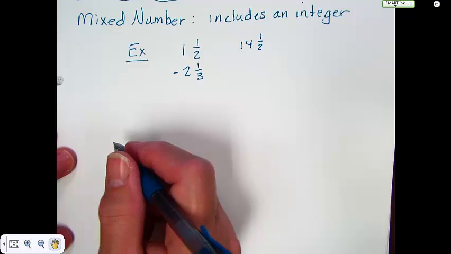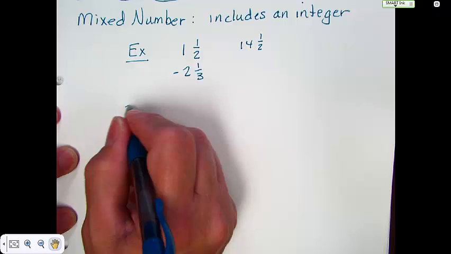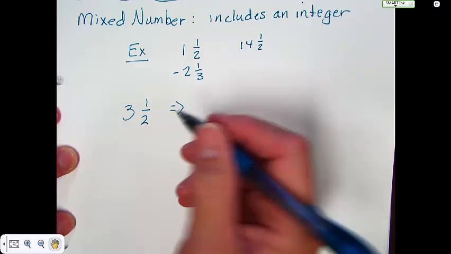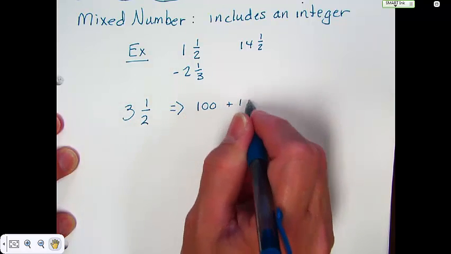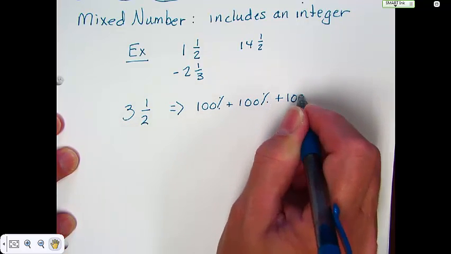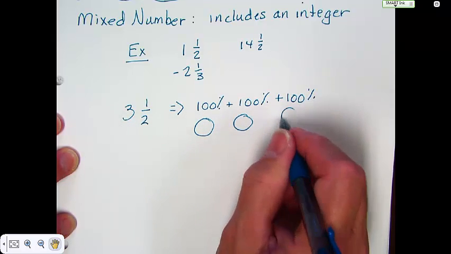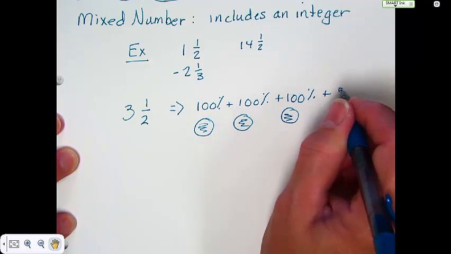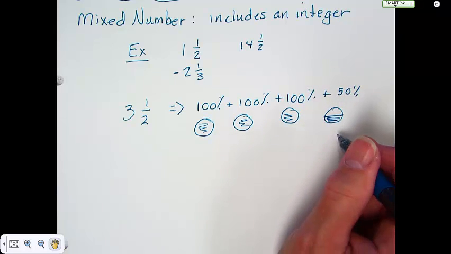Okay, you can turn a mixed number into a percent. If you take 3 1/2, that's the same thing as 100% plus 100% plus 100%, because it's 3 wholes. If you were doing it as circles, you would think 3 whole circles and then plus 50%, which of course would be a half of a circle.